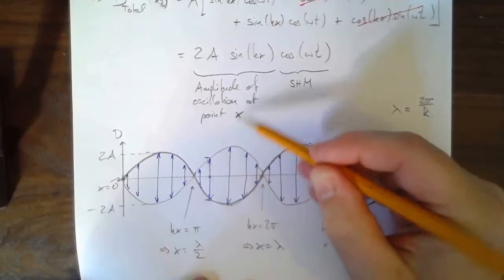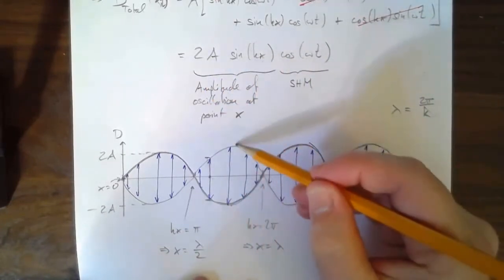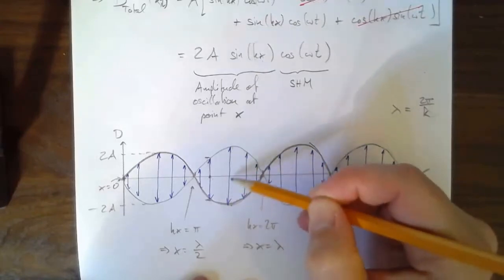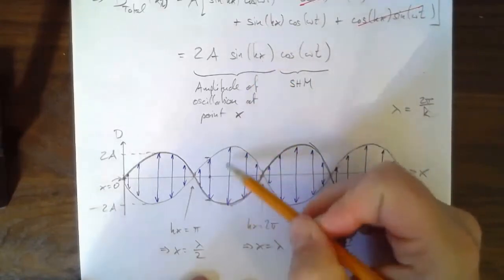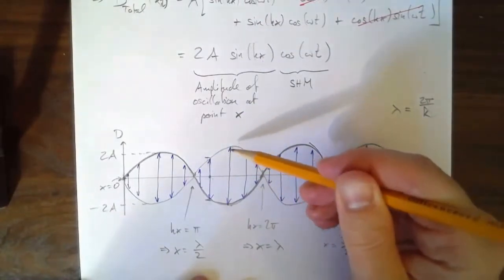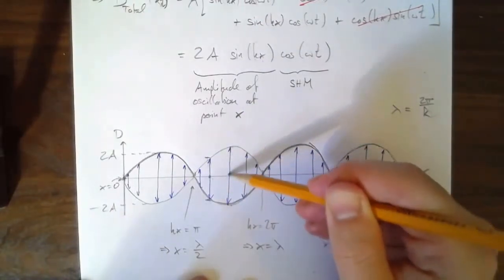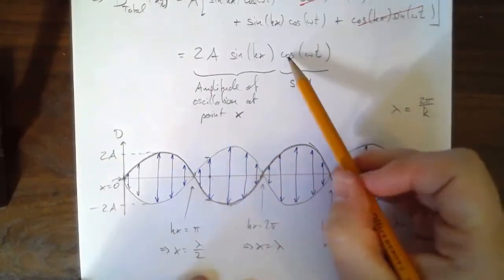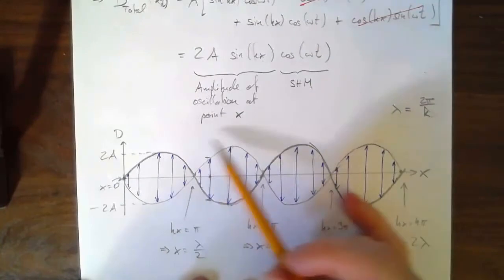Here the value of 2a sine kx is bigger. Here it would be, I think, 3/4 pi. Sorry, kx is 3/2 pi, or 3/4 wavelength. This value of x right here, and it goes up and down, again cosine omega t.